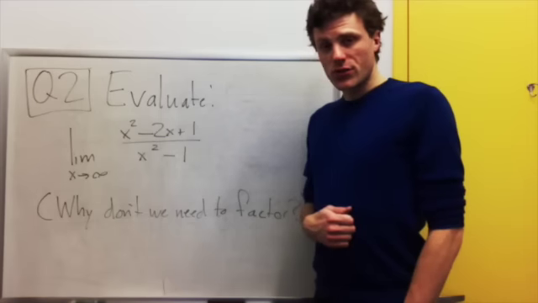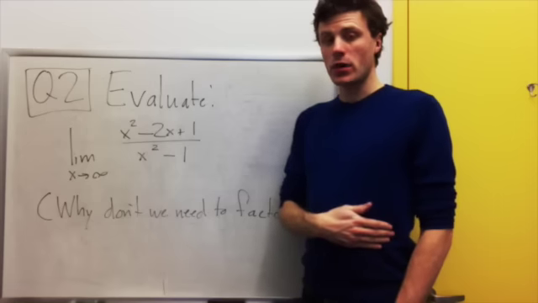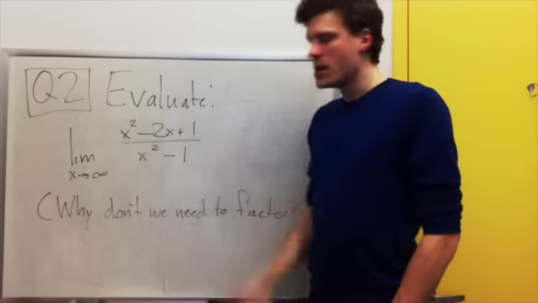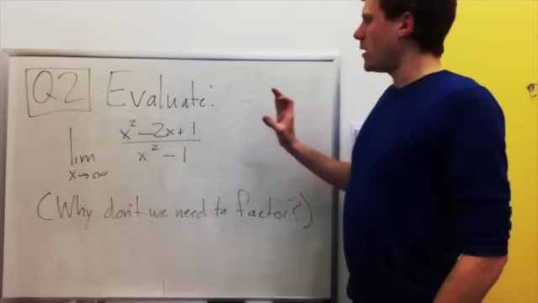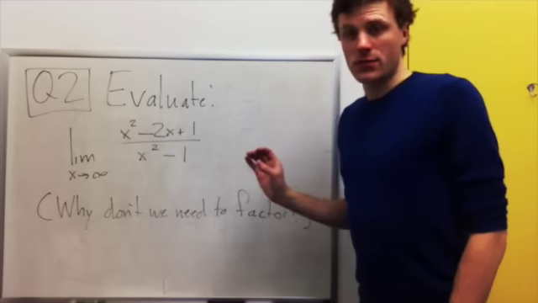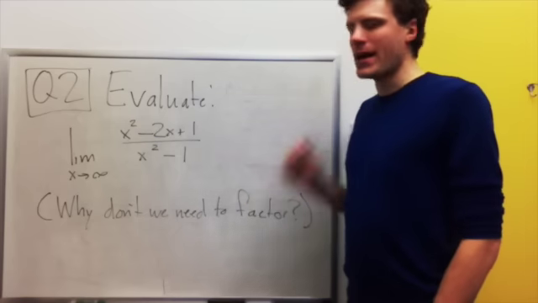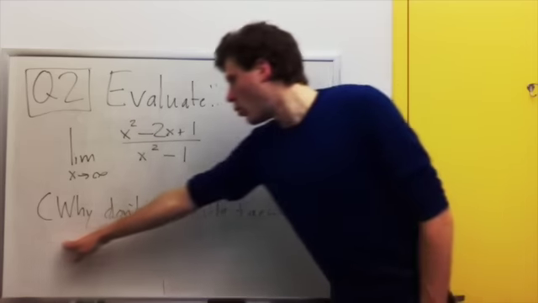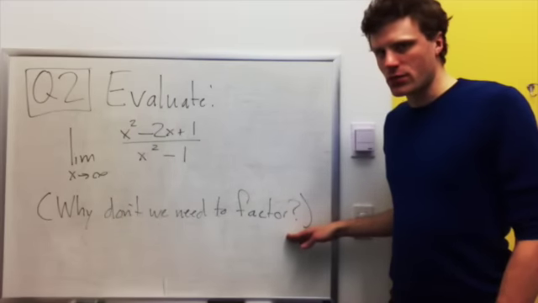So here's question 2. Evaluate the limit as x goes to infinity of x squared minus 2x plus 1 over x squared minus 1. This is a slight trick question. It looks like maybe you want to factor this. Why? Because you can factor the top and the bottom. However, I want you to answer one more question. Why don't we need to factor in this problem in order to solve it?